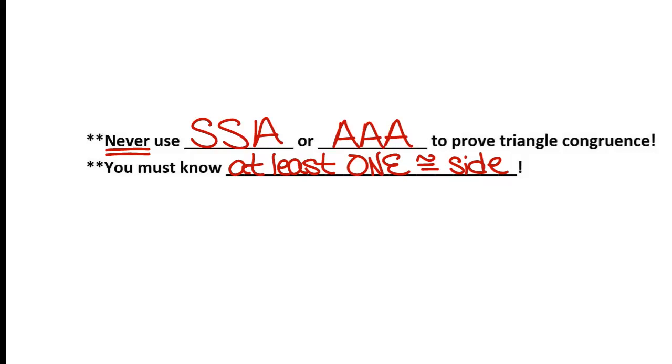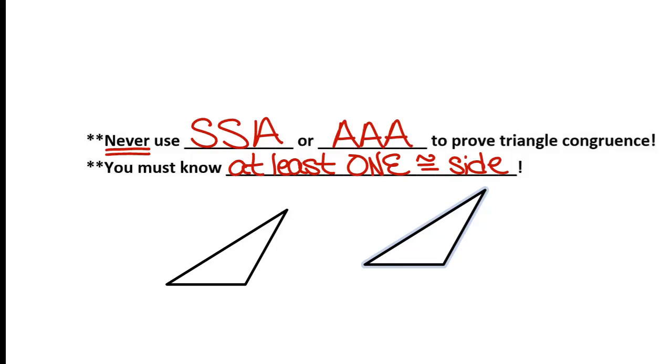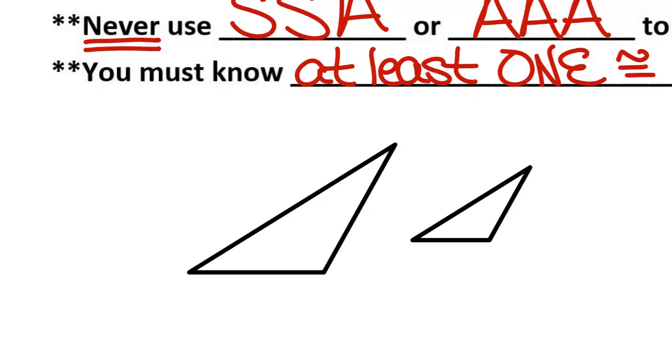When we're looking at angle, angle, angle, that one I can draw a pretty easy picture to explain why angle, angle, angle doesn't work. These two triangles have congruent angles.